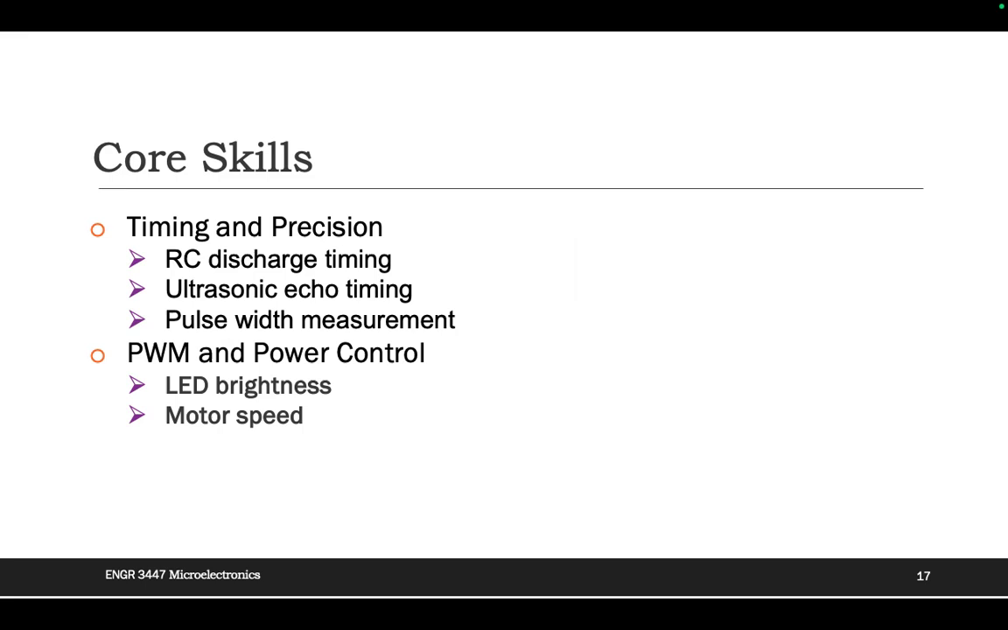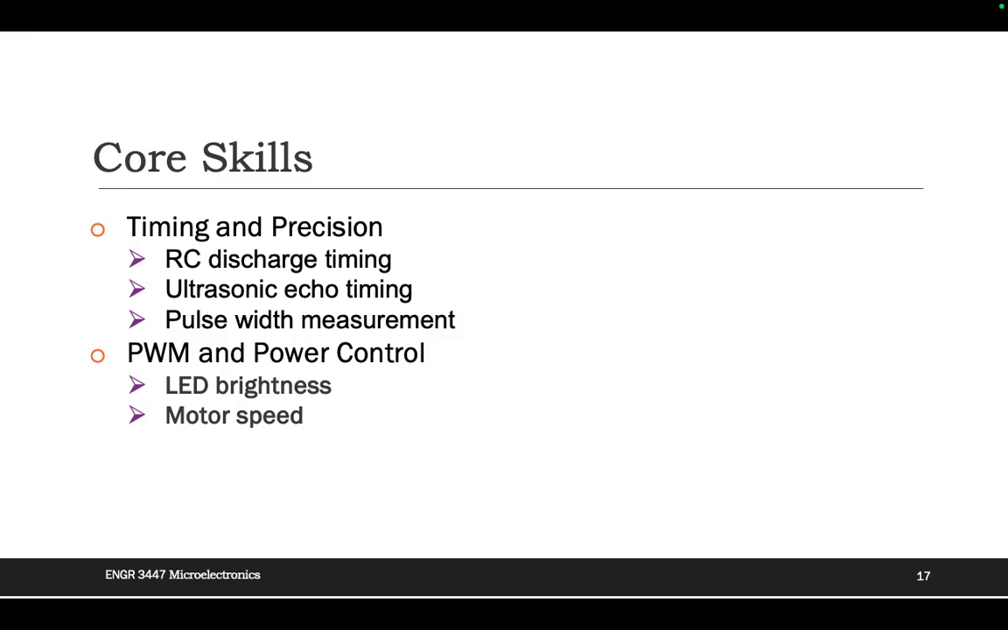During our lab you did RC discharging timing, ultrasonic echo timing, and pulse width measurement. So you use the Pico W to do timing and calculation. This relates to timing and processing. Not only for these kinds of physical quantities: if you want to measure other things, you can use the same method. That makes sense.